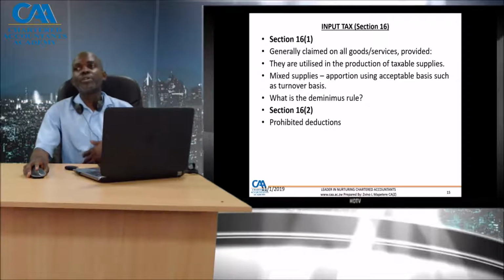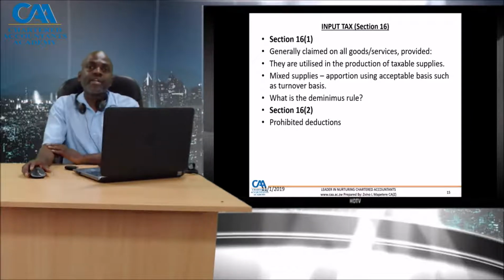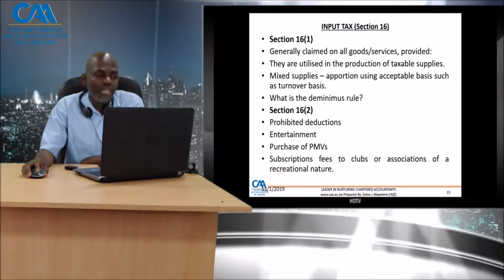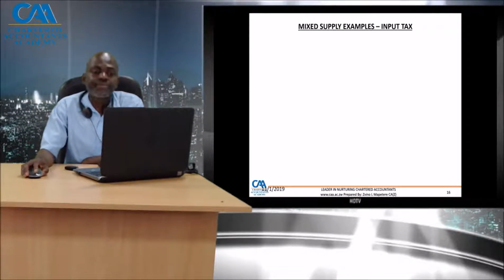So if a payment is eligible for input tax, the next question is, does it not appear under a list of prohibited deductions, which include entertainment, purchase of passenger motor vehicles, subscription fees to clubs or associations of a recreational nature? There's more to that list, but these are the common ones.